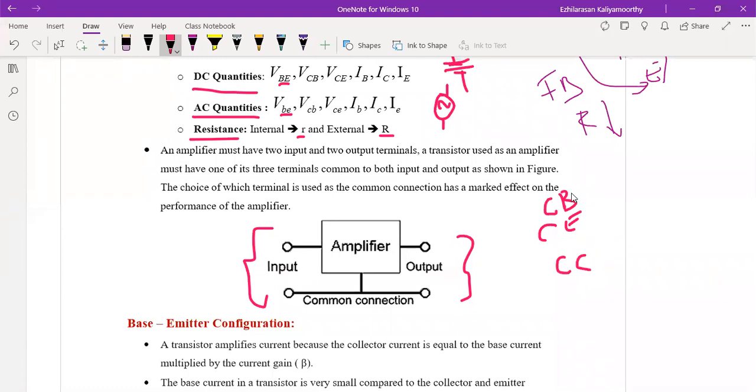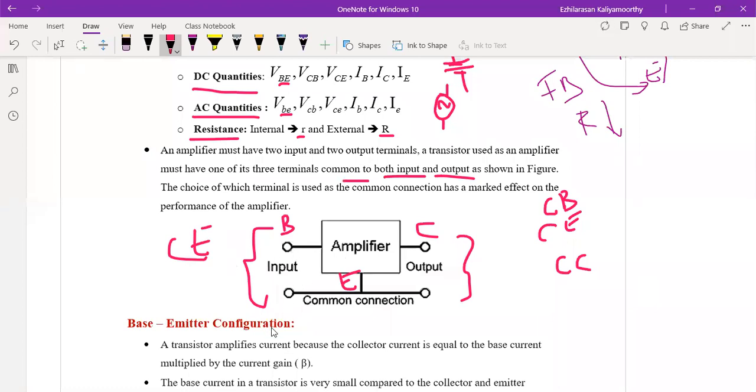What is the meaning of this? Common base means the base is common to the emitter and the collector. Common emitter means the emitter terminal is common to the base and the collector. Common collector means the collector terminal is common to the base and the emitter. This is the meaning. The common terminal to both input and output is shown here. See, this is common. If I consider this is B, that is base, and this is C, then this I'll see as emitter. Then I can say the emitter is common to base and collector, and this configuration is called common emitter configuration.